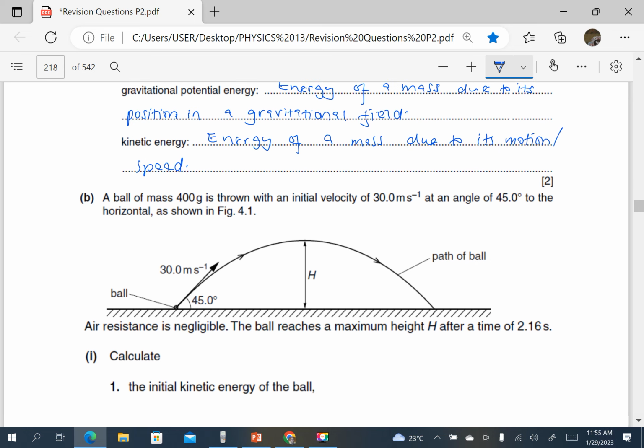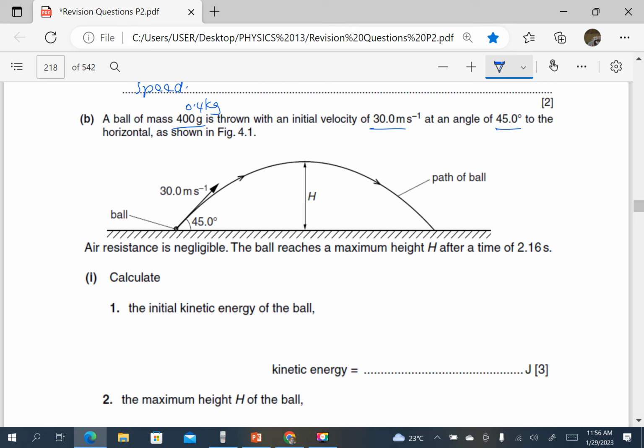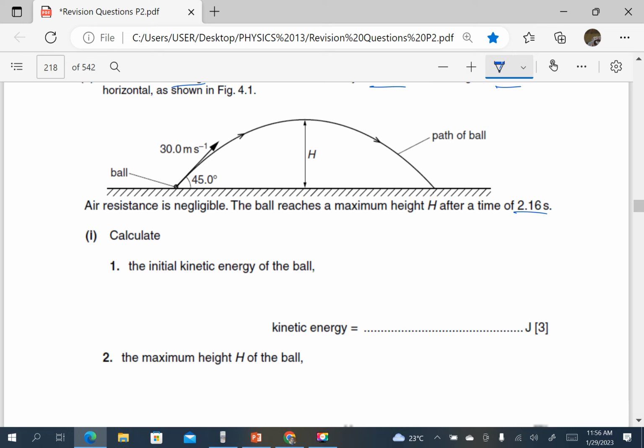A ball of mass 400 grams, which is 0.4 in kilograms, is thrown with an initial speed of 30 at an angle of 45 degrees to the horizontal as shown here. Air resistance is negligible. The ball reaches a maximum height h after a time of 2.16 seconds. Calculate the initial kinetic energy of the ball.